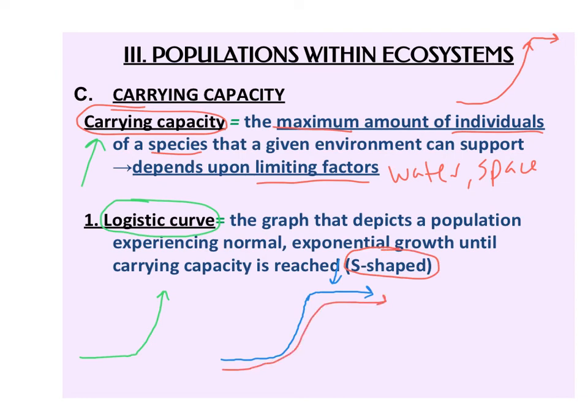like an S. And you have what's called, so right here, this would be called the lag phase, when it's growing really slow. Then when it's growing really, really fast, that's called the exponential phase. Exponential growth, exponential phase, and then when the carrying capacity has been reached, the population will stabilize. And that's why this is called the stabilization phase.